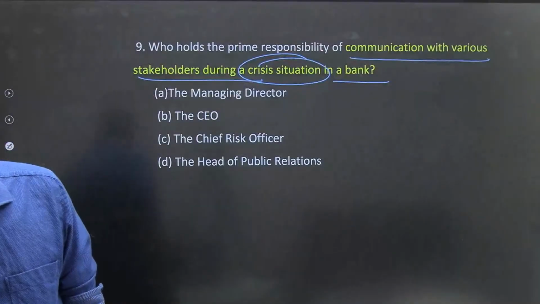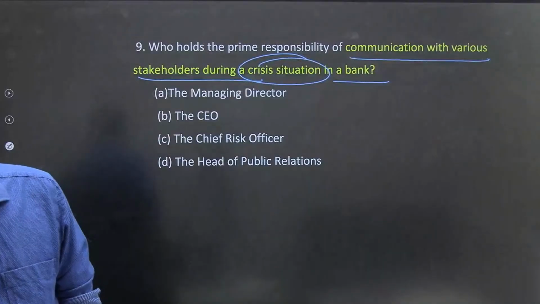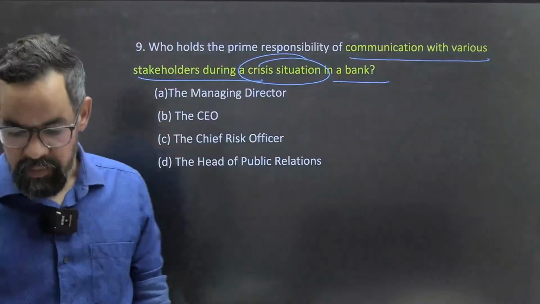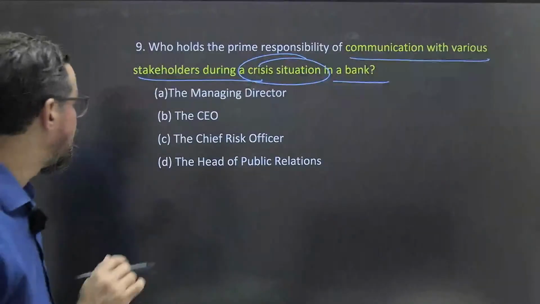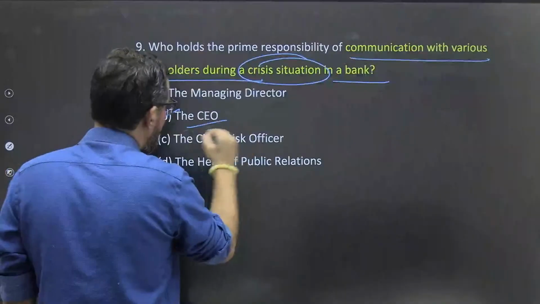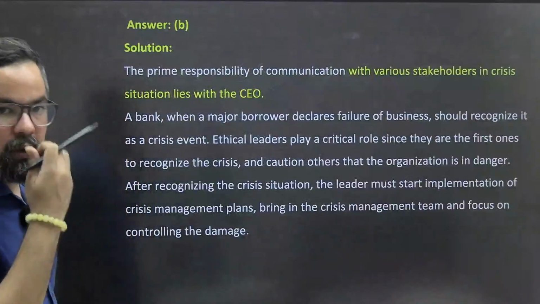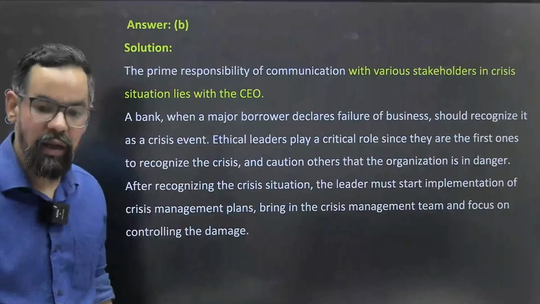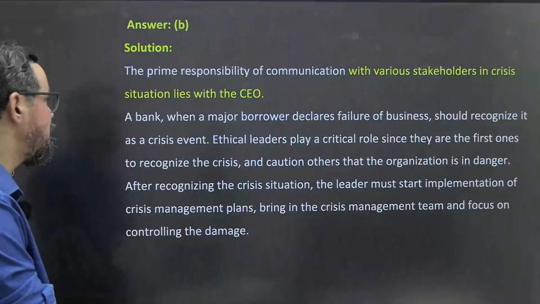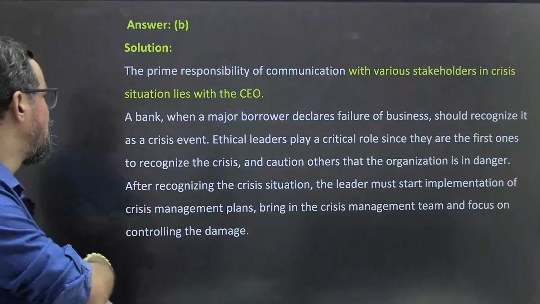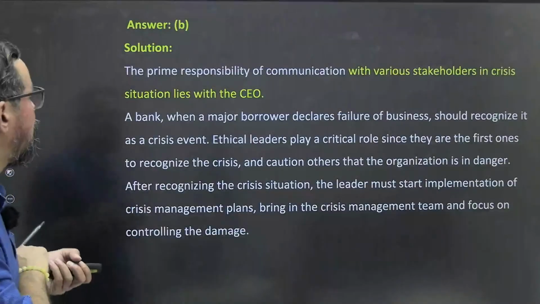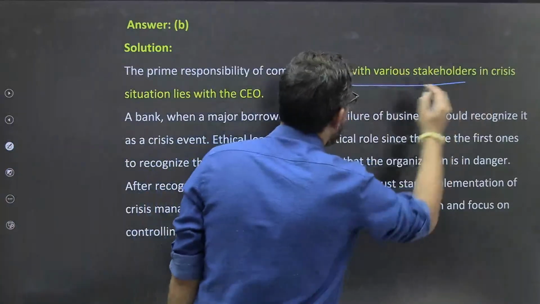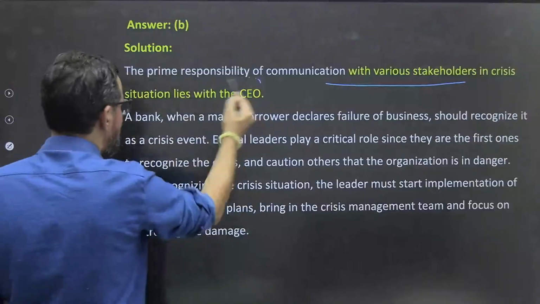So it comes under whose responsibility? What will be your right answer? It is the CEO. The CEO of the organization will be the person announcing it, if it is internal, through mail or other conferences, and if the information belongs to all the stakeholders or external shareholders. The prime responsibility of communication with various stakeholders in a crisis belongs to the CEO.